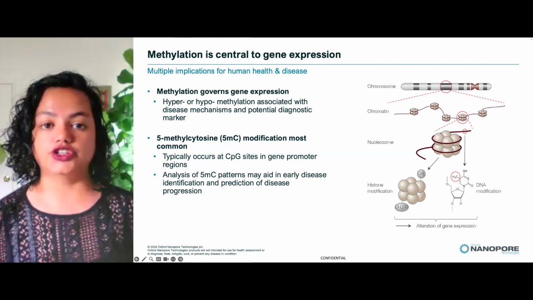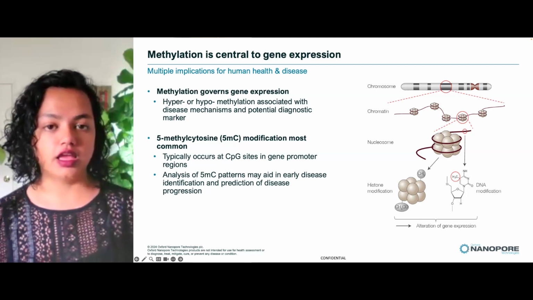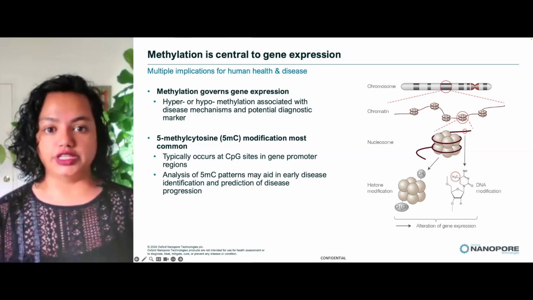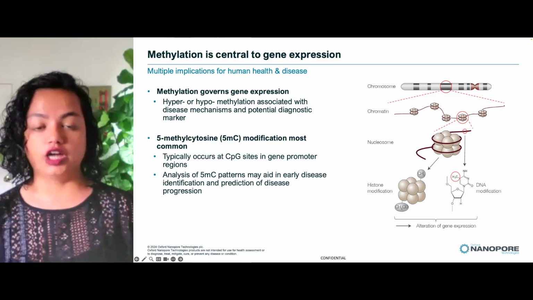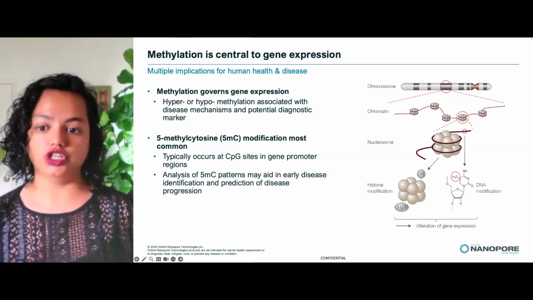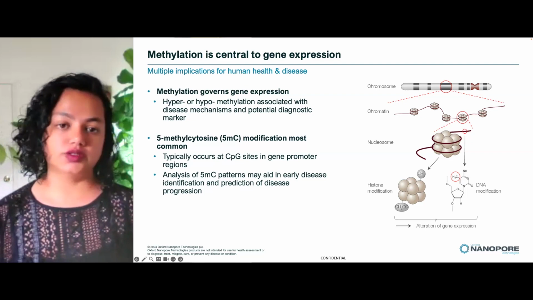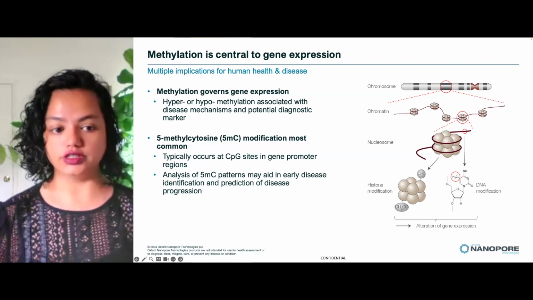But sometimes methylation can go haywire, and this has been linked to several diseases. In hypermethylation, genes are usually silenced, which has been associated with certain types of cancer. On the flip side, there's hypomethylation, which can cause genes to be overexpressed. And this has been associated with autoimmune disorders and certain neurological conditions.